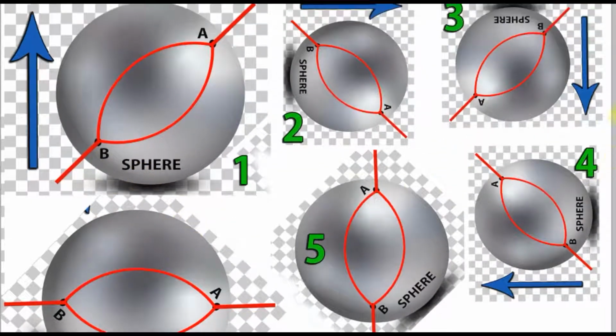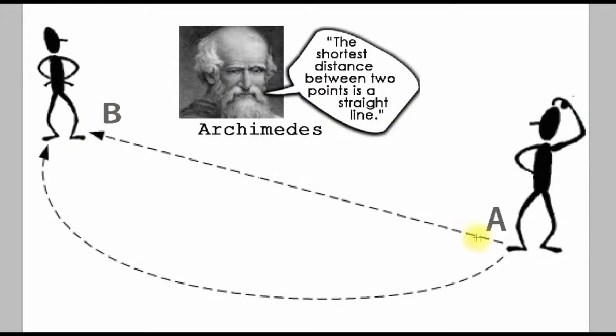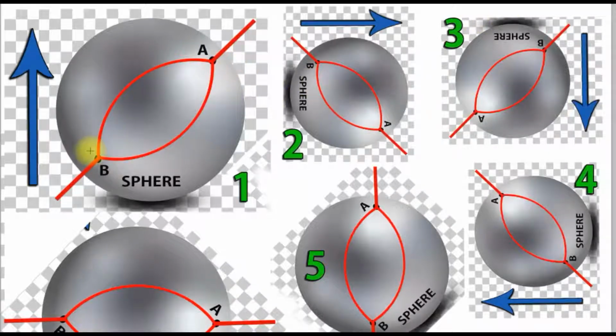But you have to understand that it doesn't matter the orientation, it would not change. For example, in here, the shortest distance between point A and B is a great circle on a sphere, not on a plane. It's on a sphere. Remember, on a plane, this is the right way. It's a straight line. But on a sphere, it's a great circle.